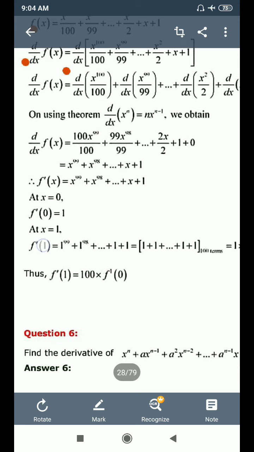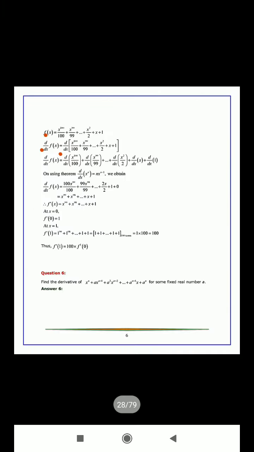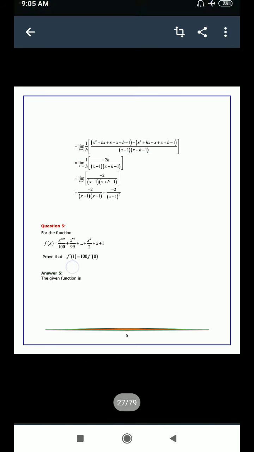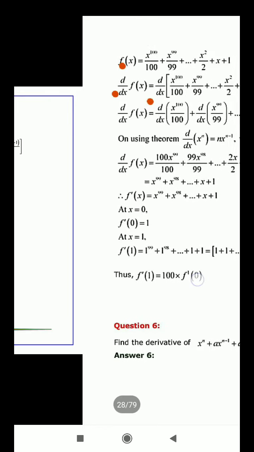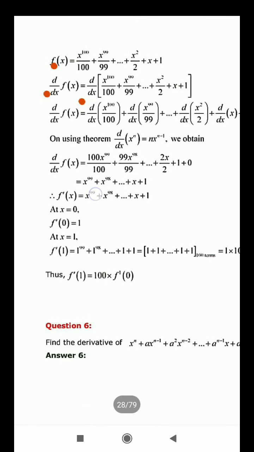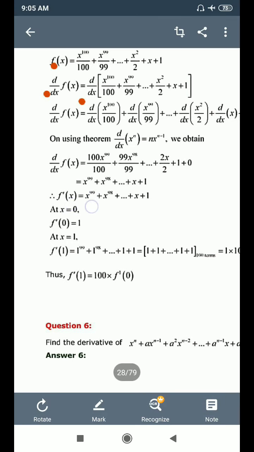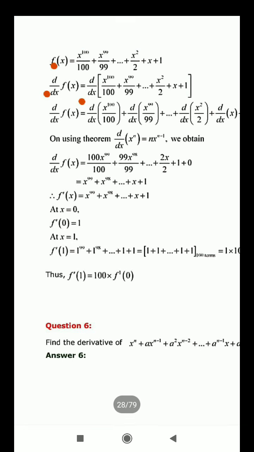Now you have to find f dash 1 also, because in the question you want to prove that f dash 1 is equal to 100 times f dash 0. So I have obtained f dash 0. Now I will obtain f dash 1 using the same formula. In the same expression, you replace x by 1. On replacing x by 1, it is f dash 1. And on the right side, 1 raised to power 99 plus 1 raised to power 98 till 1 plus 1. So in all these terms, we will have 1. In totality, these are 100 terms. How 100? From x raised to power 99 to x raised to power 1, these are 99 terms, and 1 is also there. So in total, these are 100 terms.